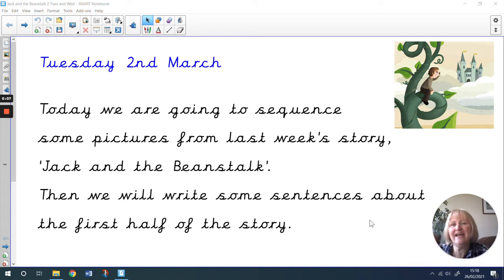It was a fairy tale and it was called Jack and the Beanstalk. This week we're going to be thinking about Jack and the Beanstalk and we're going to be seeing if we can put some pictures in the right order. That's called sequencing. And then we're going to write some sentences about the first half of the story. Okay, let's have a look.